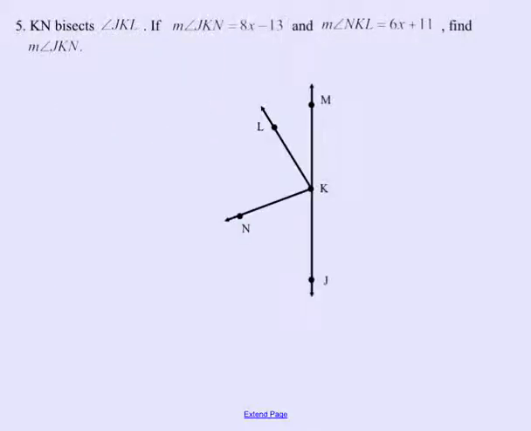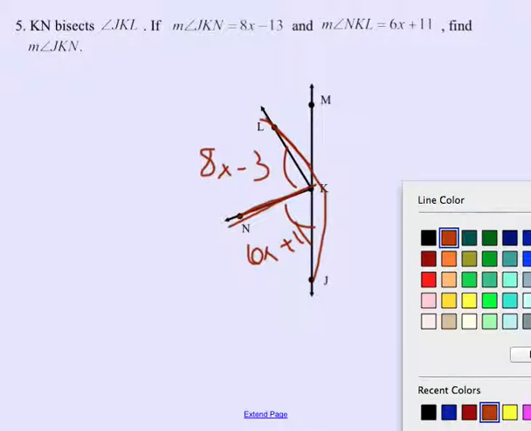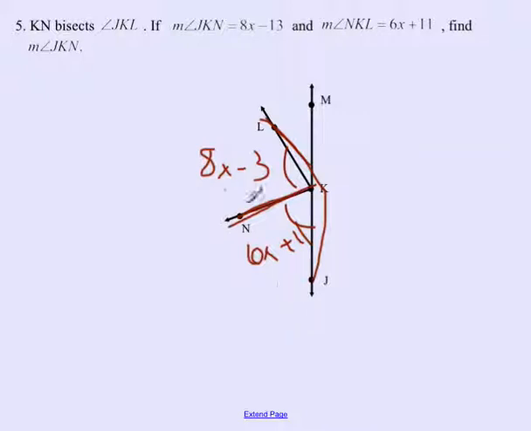So let's take a look at what this would look like. It's telling us that KN, this ray right here, bisects angle JKL. That means that these two pieces are equal. So JKN, this part right here, is going to be 8x minus 3. This part right here is 6x plus 11. It wants us to find the measure of the entire thing. Well, first, I know that these two angles are equal to each other.